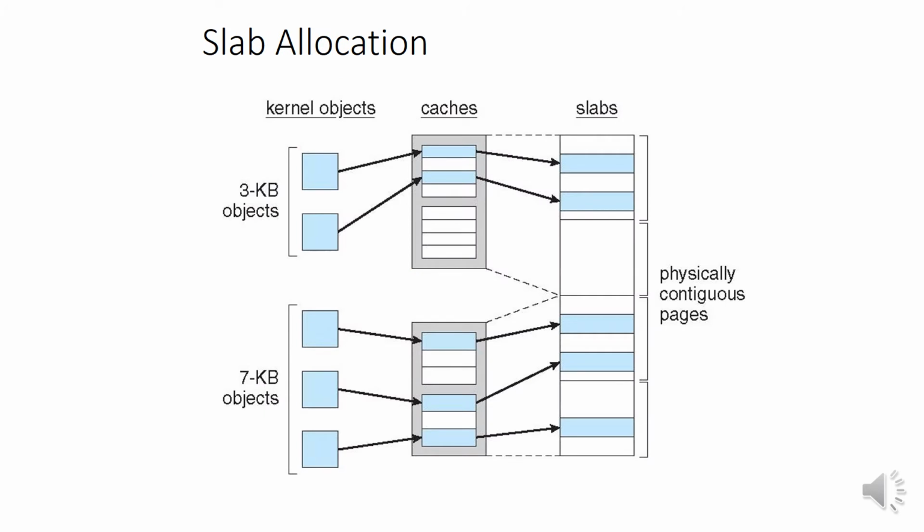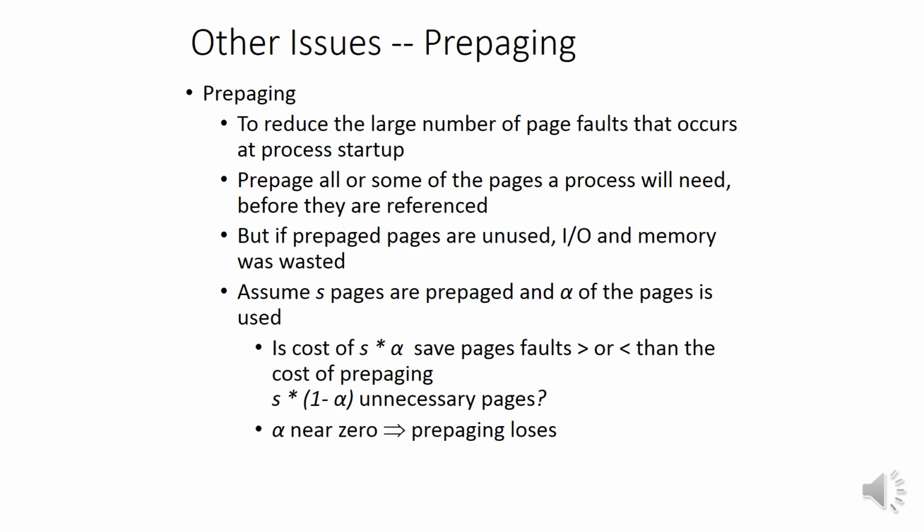How does slab allocation work? We have 3 KB objects, and then we have the caches. The slabs are allocated from physically contiguous pages. Then 7 KB objects, and we have the caches, so the request is allocated fast. Now, what are the other issues?